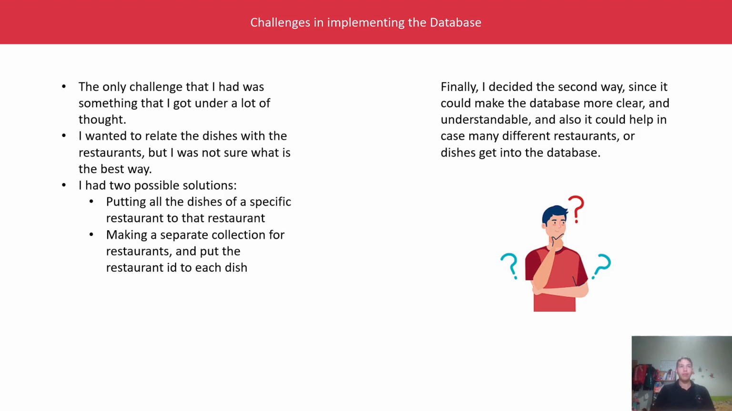Regarding the challenges in implementing the database, I had only one challenge, which was just some thoughts on that. I had two options. The first one was to create all the restaurants and inside each restaurant put an array of dishes. And the other one was to create a separate collection for the dishes and just put inside every dish the restaurant by which this dish is created. I selected the second option since that could make my database more understandable and more clear.